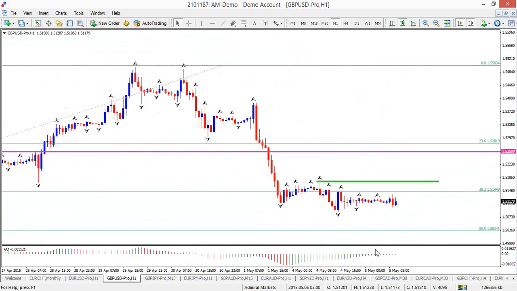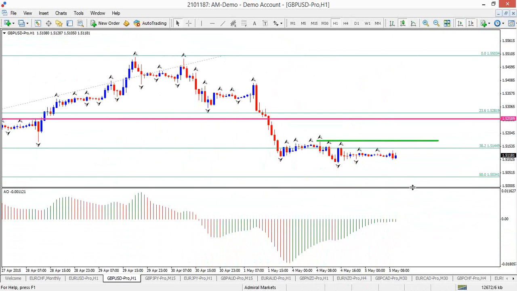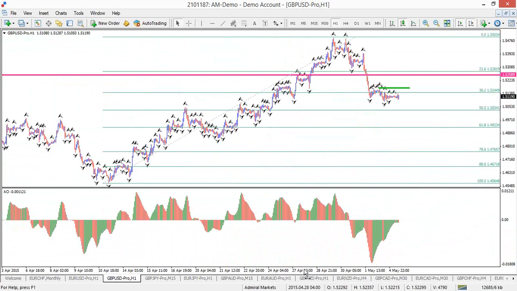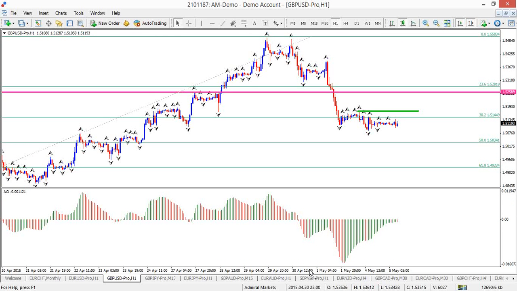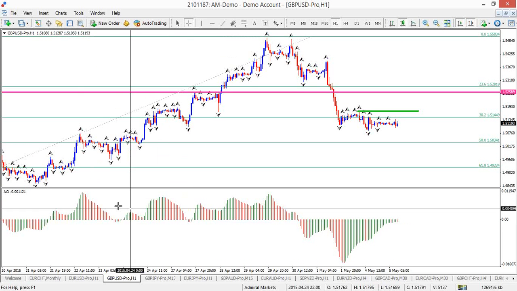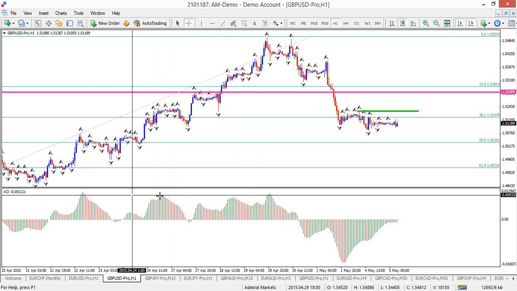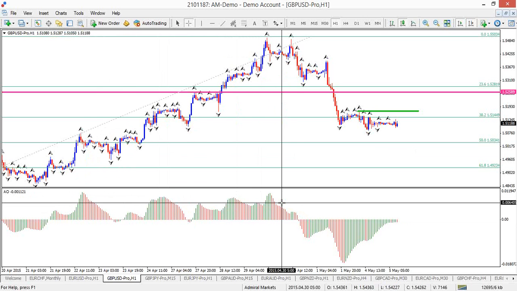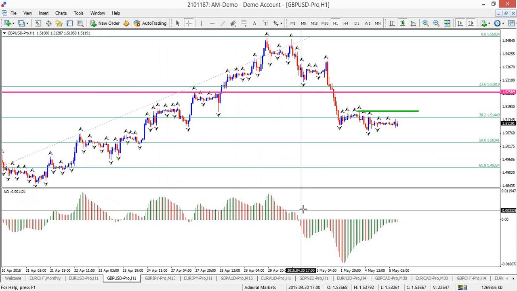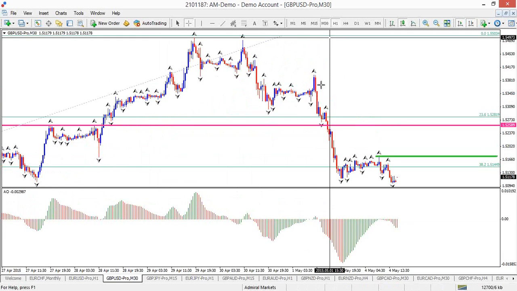Big consolidation at the moment. Bullish divergence, Modris is saying, on the 1 hour chart. Let's take a look. Bullish divergence in 1 hour AO. You mean between these tops? We don't have bearish divergence indeed.